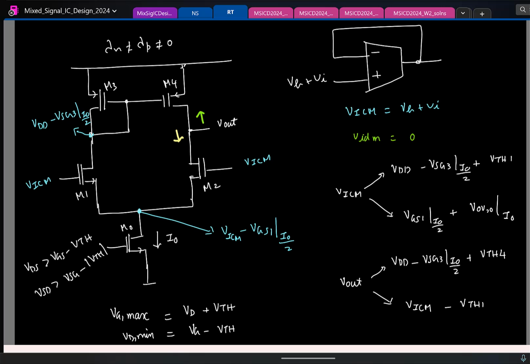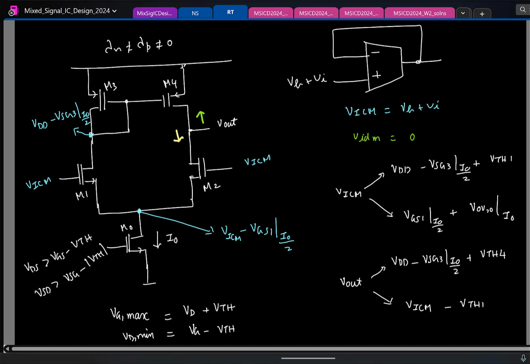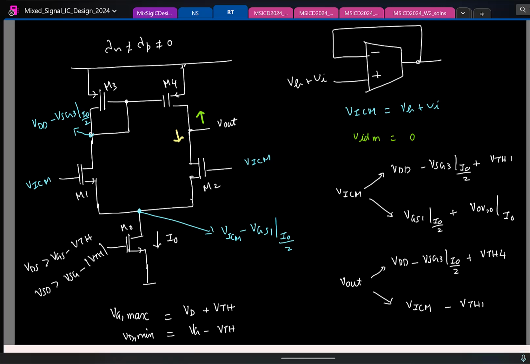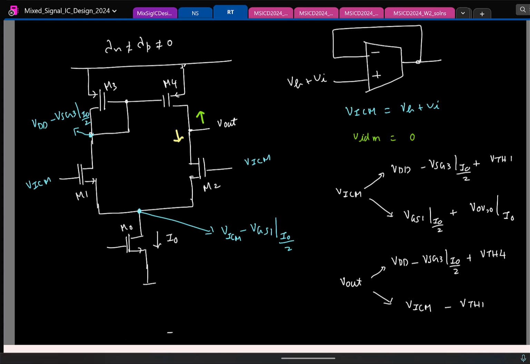So any confusions in this? It's nothing like complicated here. I'm just using this plain old condition. Yeah, this condition. Okay, cool. So this is basically the input and the output ranges.